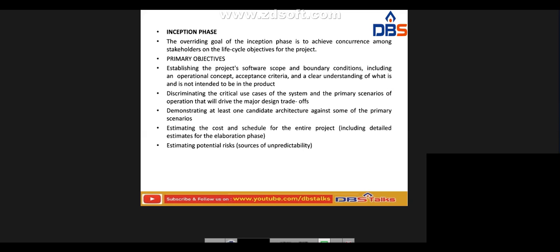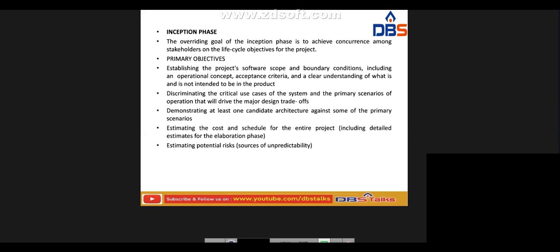Next, demonstrating at least one candidate architecture against some of the primary scenarios, and estimating the cost and schedule for the entire project, including detailed estimates for the elaboration phase. In the elaboration phase, we have to estimate the cost and schedule for the project. There is also estimating the potential risks. What are the potential risks in the particular phase?